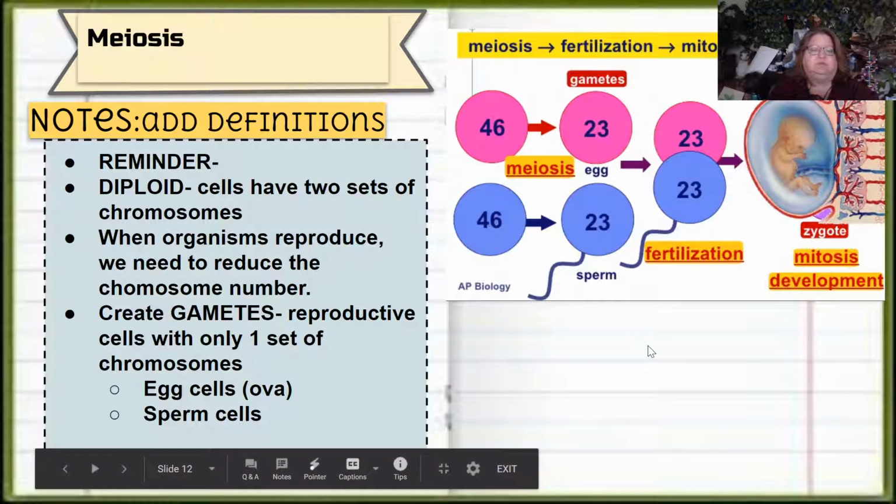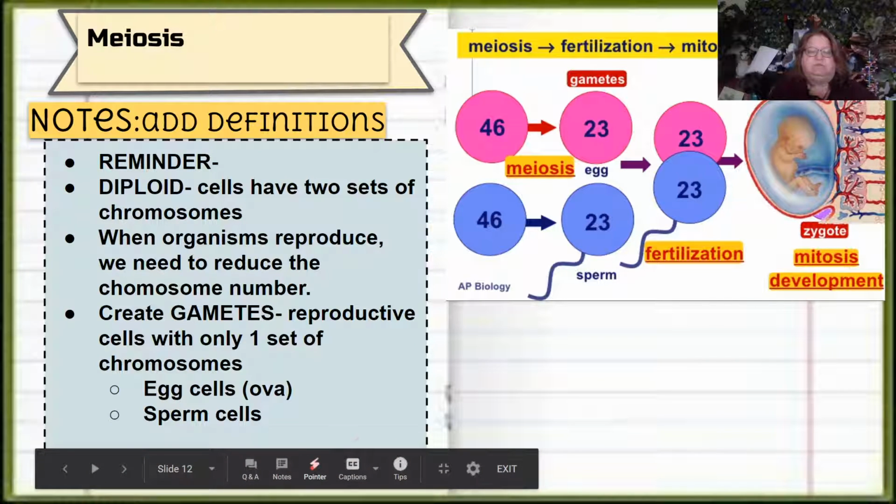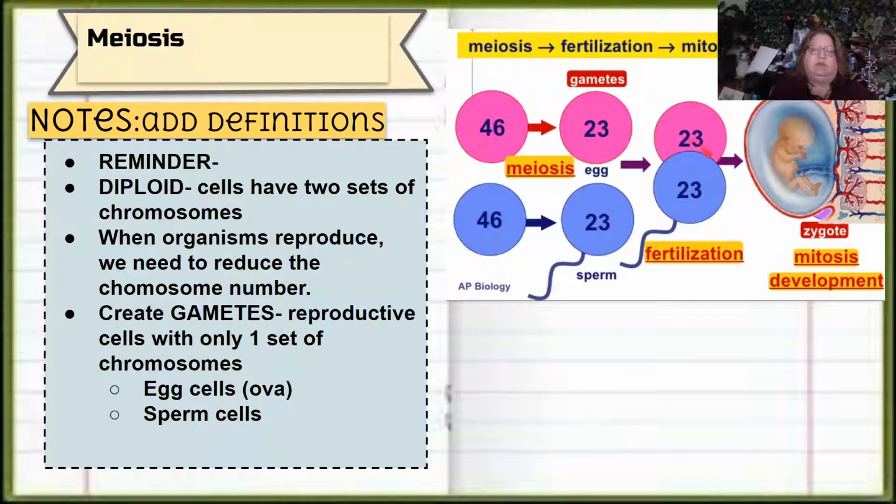So in meiosis, we're going to make gametes. And these gametes are going to be reproductive cells. Two examples would be egg cells and sperm cells. They only have one set. So notice we go from 46 chromosomes down to 23. And then when the sperm cells fertilize the egg cells, we go back up to 46. At that point, the fertilized egg, the zygote, can divide to become a baby. That would be going back to mitosis because the cells are just dividing.